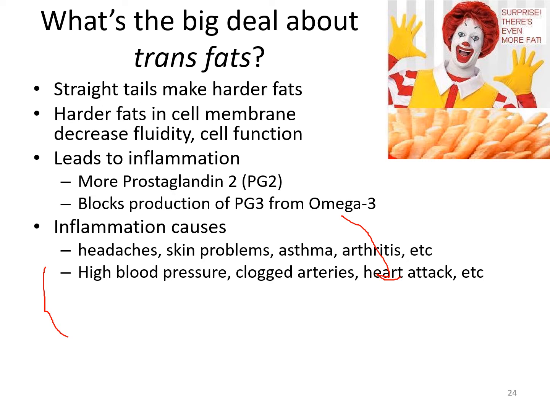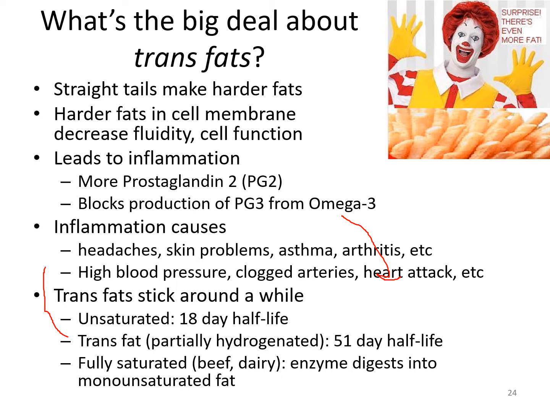Okay, over time, this additional inflammation that is systemic, that is throughout your entire body, can lead to high blood pressure because your arteries are clogged, right? These things stick together a lot, and it can even block your blood flow so much that you can have a heart attack, right? So that is certainly worse than eating saturated fats.